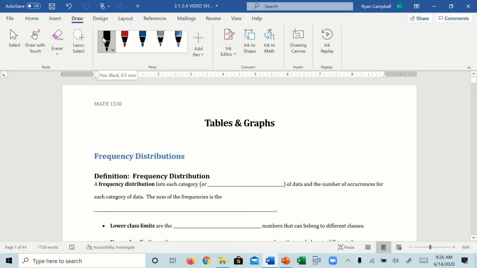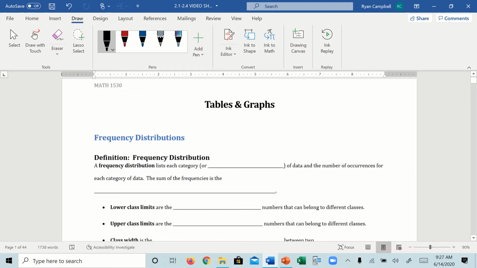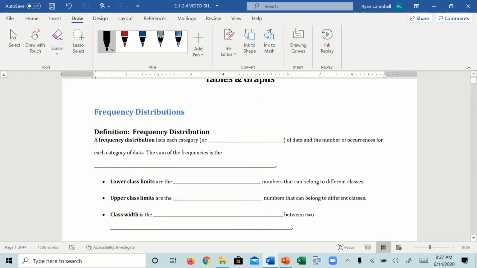So now that we've talked about how to create a survey, let's talk about what to do with it now that you got the results. So you've asked people tons of questions, you have your results. How can you organize this data to make it look pretty? So we're going to talk about how to do some tables, and then later we'll talk about some graphs.